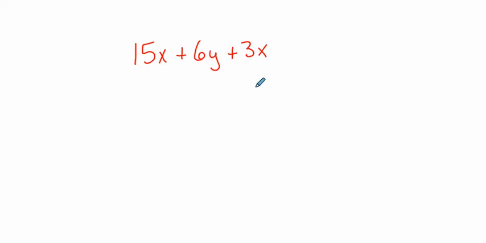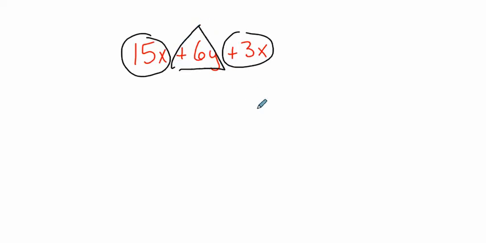So I'm going to circle my x's, and I'm going to put a triangle around my y's. If I look at my x's, I have 15 here, and I have 3 over here. So altogether, I have 18 x's, and then my y's, I just have 6 y's. Now, that is all I can do to combine because I have not told you the value of the variable. So that is as simplest form as I can get it. Okay? Let's try another one.